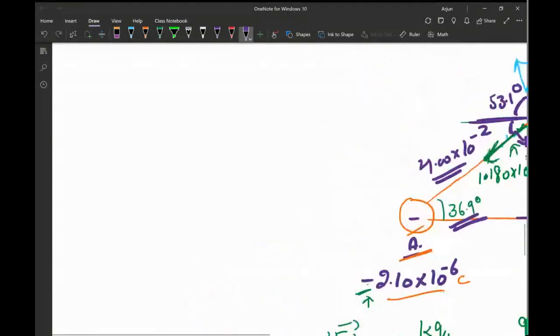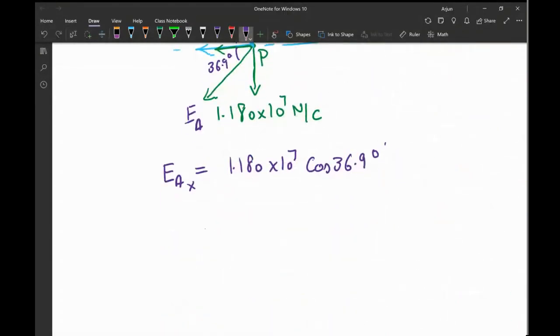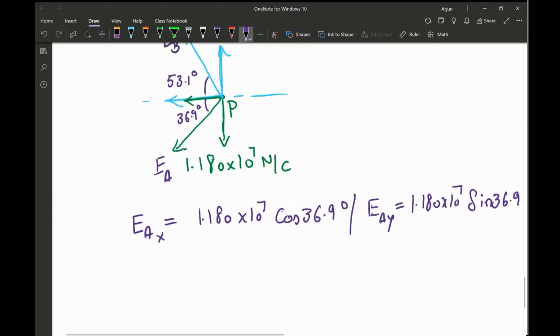Let me just check the angle one more time. Yeah, it is 36.9 degrees. And the same way, EAY value will be equal to 1.180 times 10 raised to the power 7 times sine of 36.9 degrees. Now, if I see these two components, this is in the west direction, and the other component is in the south direction. So this will be negative, and this will also be negative.